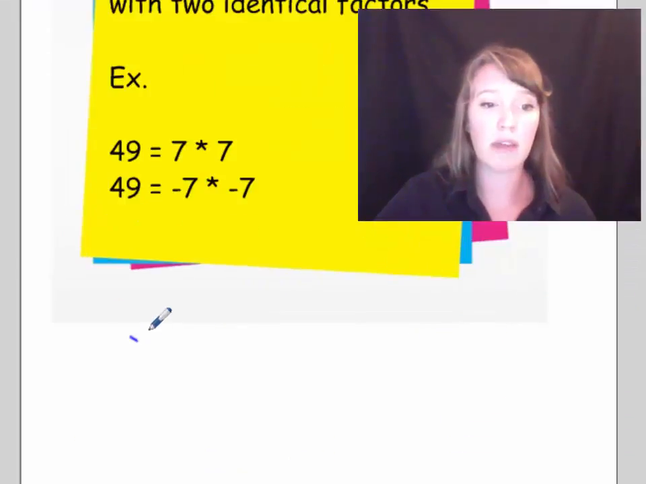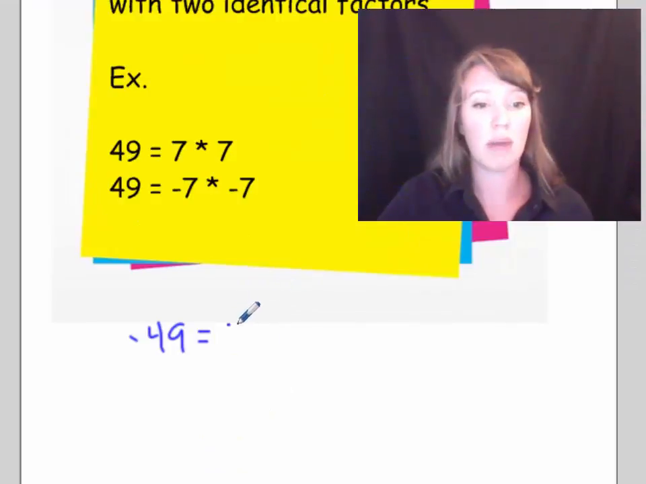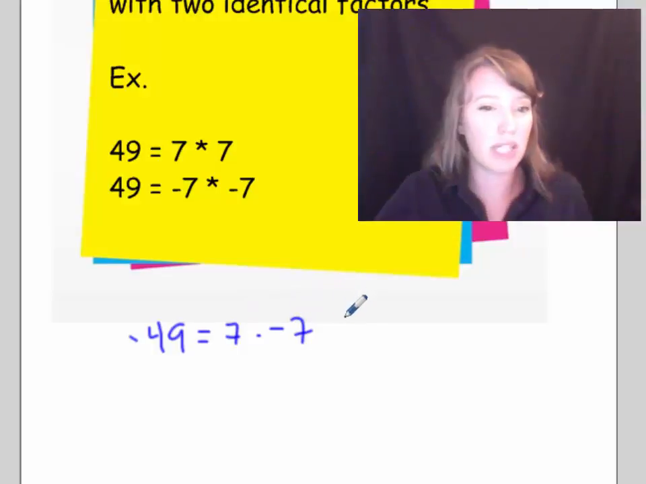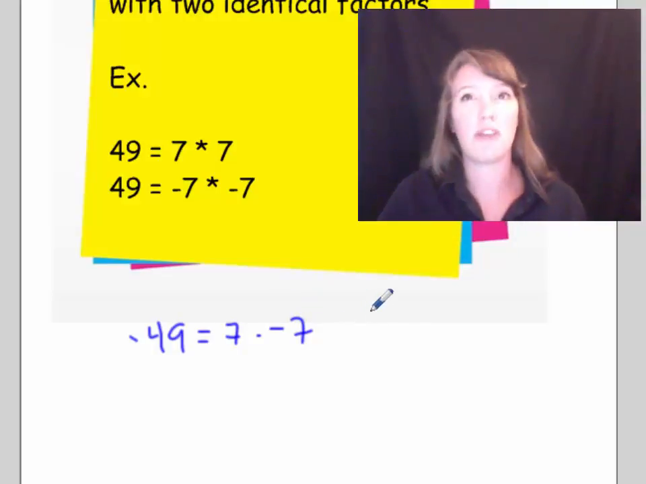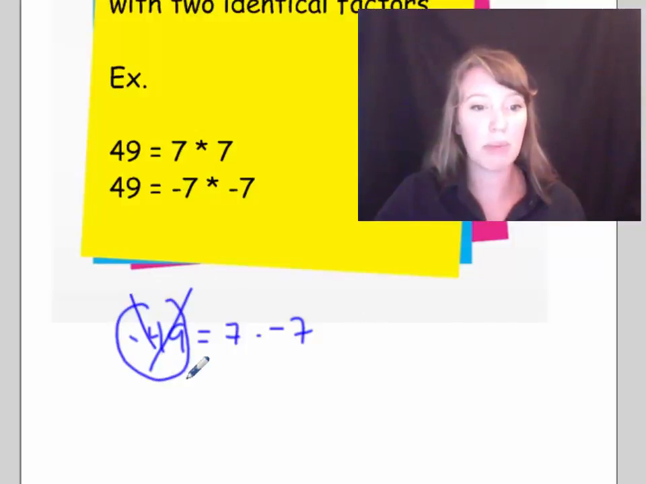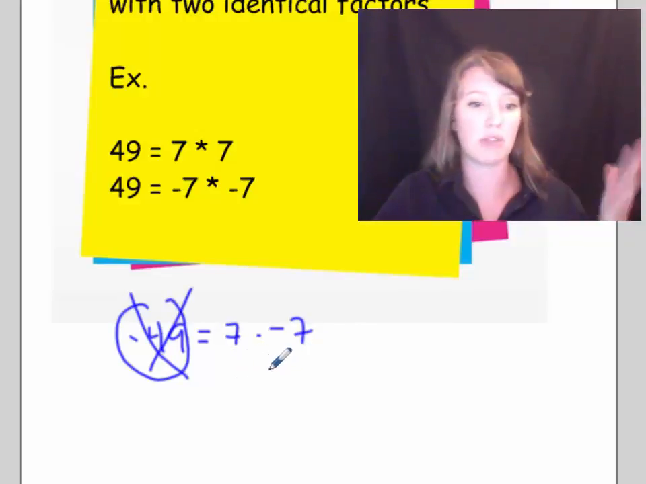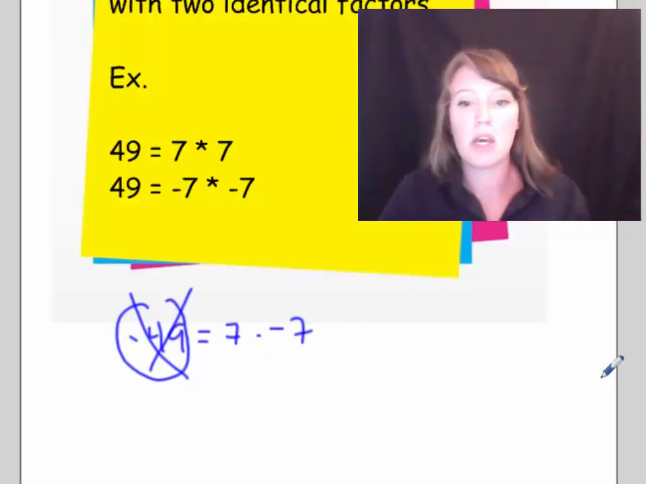Now note that -49 can't be represented with two identical factors. You could represent it as 7 times -7, but 7 and -7 aren't identical. They're opposites of each other. They have opposite signs. So negative numbers cannot be perfect squares, because one of the factors for a negative number would have to be negative while the other one would be positive. So they're not identical.